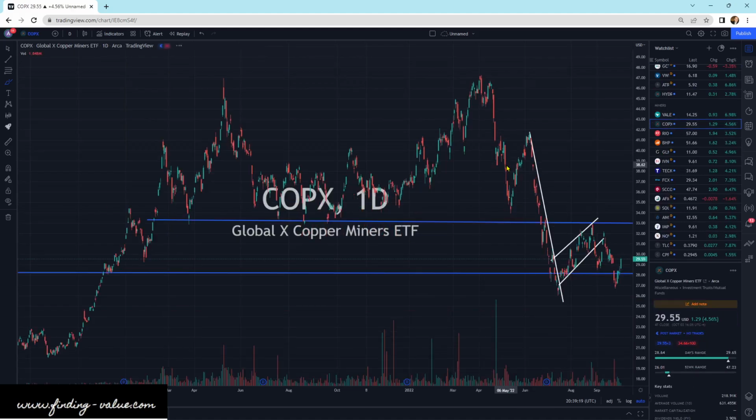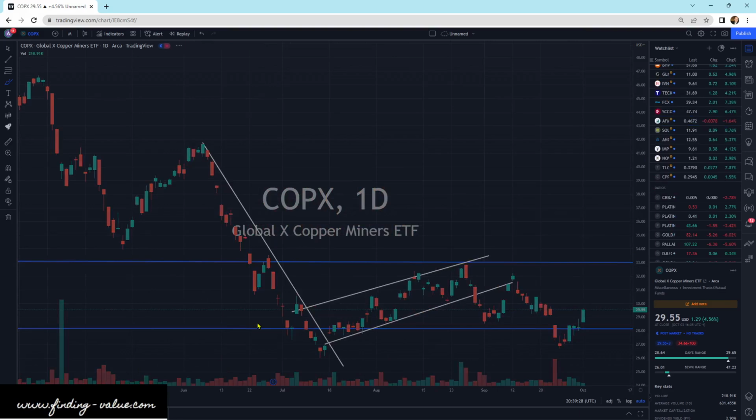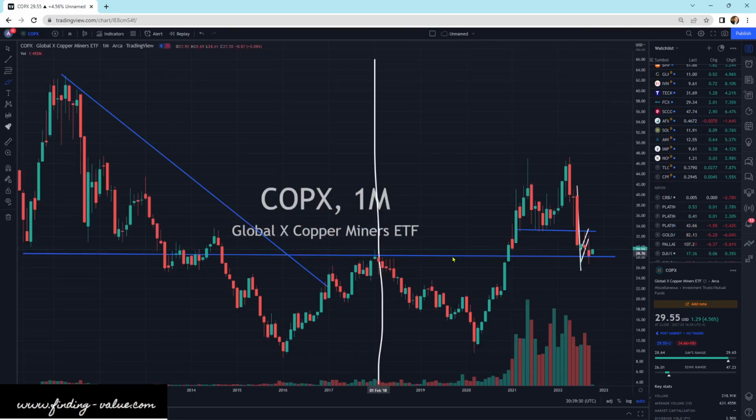We've got the COPX. COPX is getting some buying pressure here, looking a lot better with the overall markets. So that's looking a lot better. On that perspective, we're using this support line right here for hopefully a move higher. Hopefully.